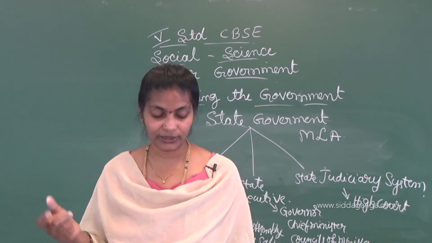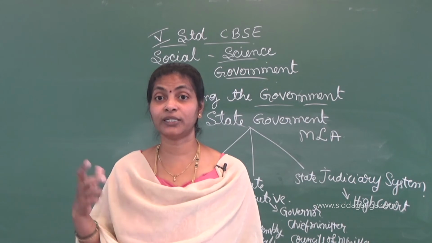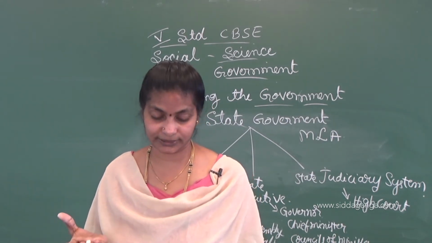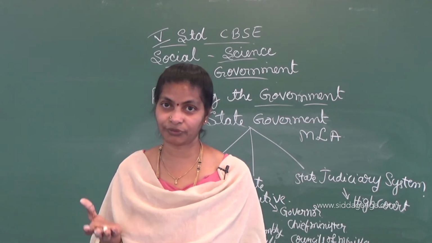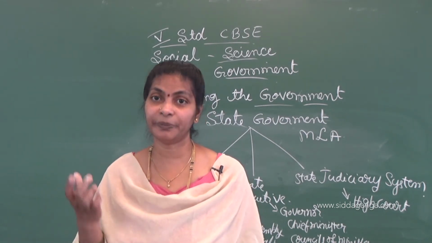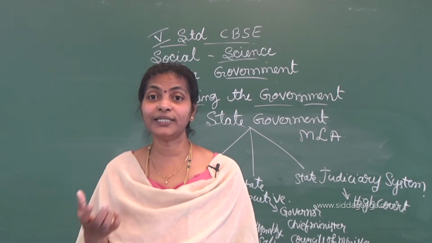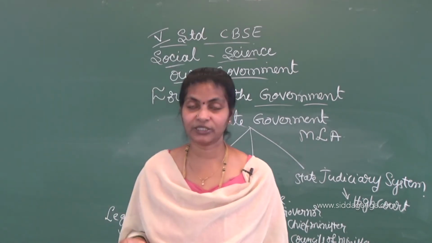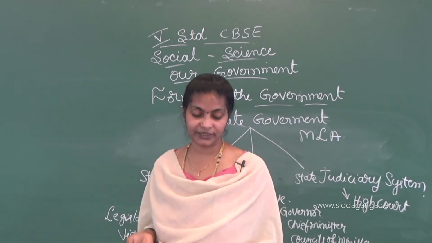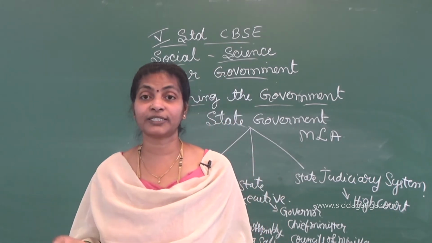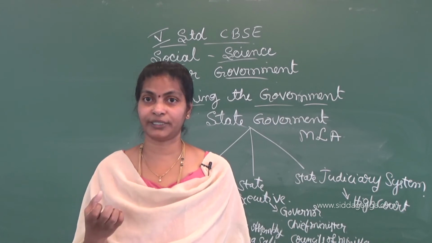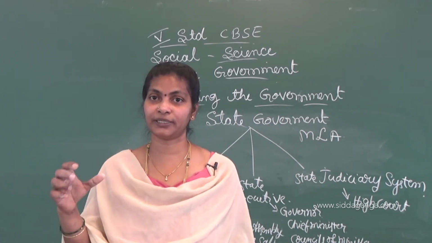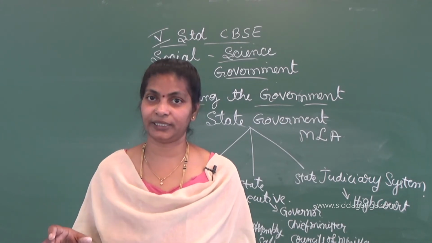Understood the situation? The chief minister together with the other ministers form the council of ministers. These ministers are responsible for managing the affairs of the state. They have the full authority to look after the matters of that state.